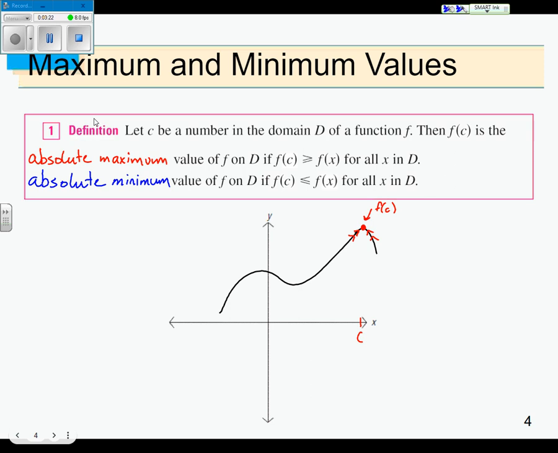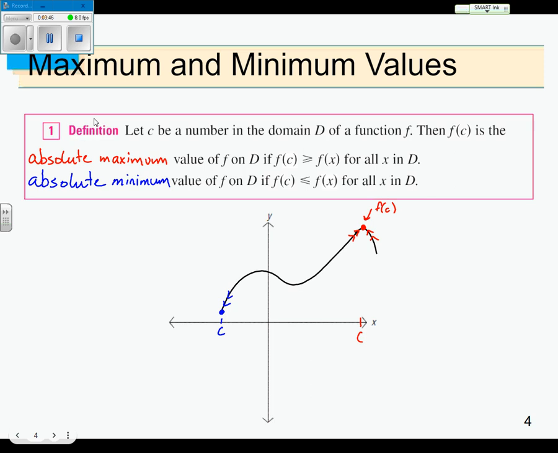The absolute minimum is going to happen all the way back here. The absolute minimum is going to be the absolute lowest point on the graph that is given. I use c again, it won't be c, but the idea is that this is the lowest point, the absolute lowest point on the graph.